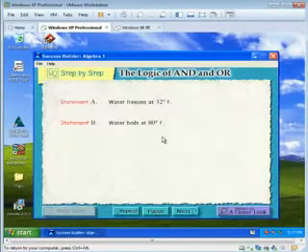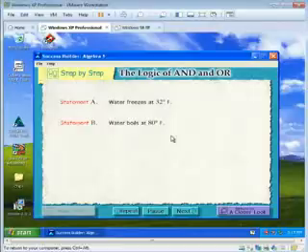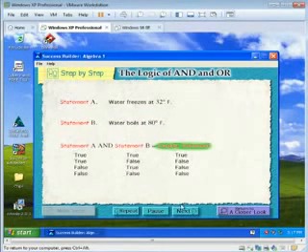A simple statement is a statement that makes only one assertion. This assertion may be true or false. This is a true statement, but this statement is false. Complex statements are made up of simple statements.